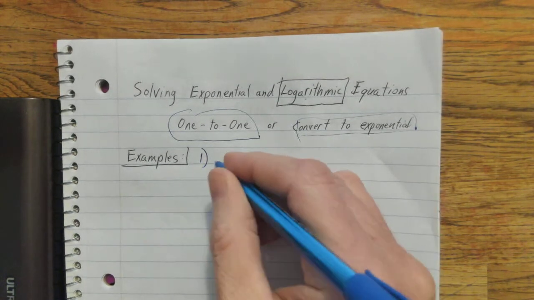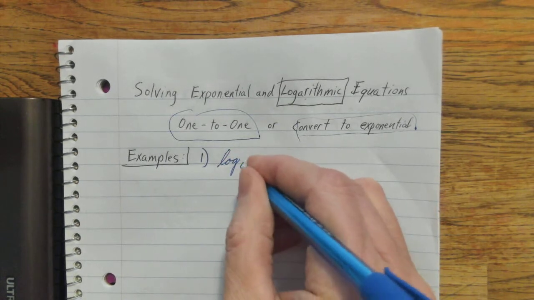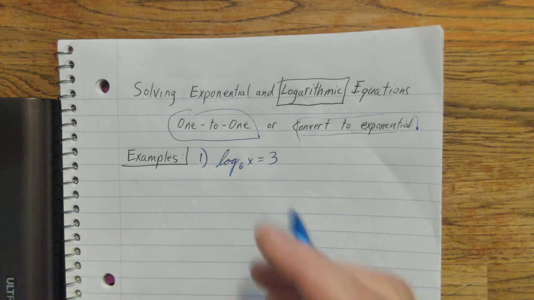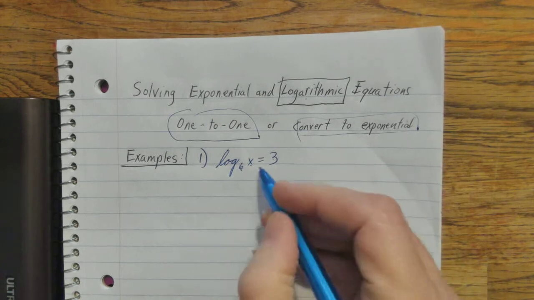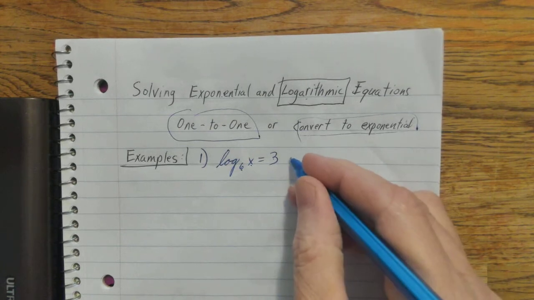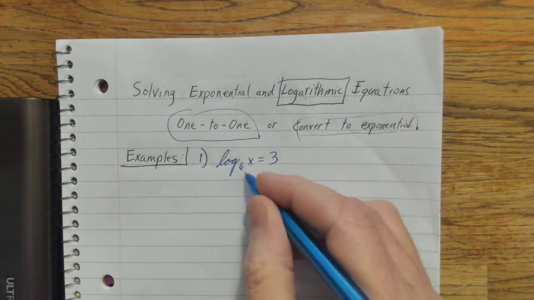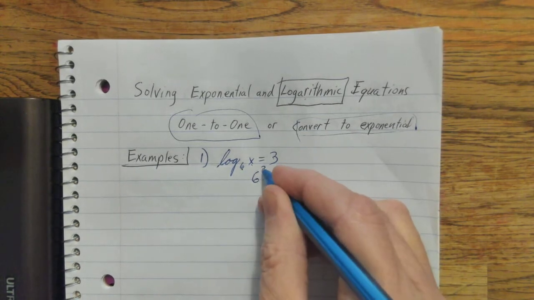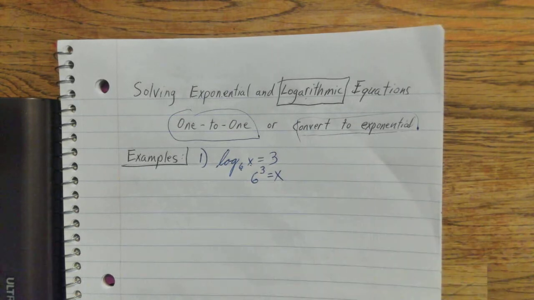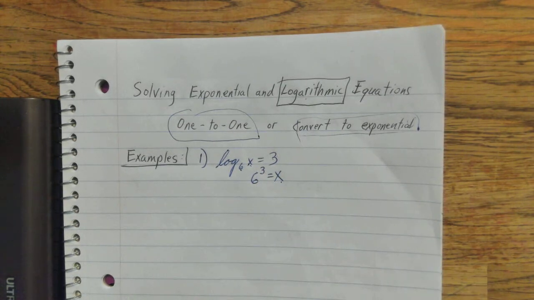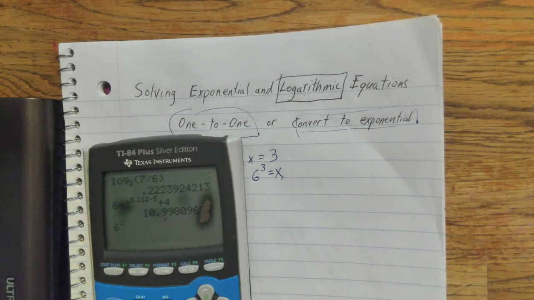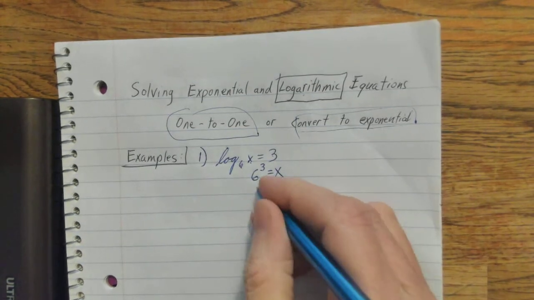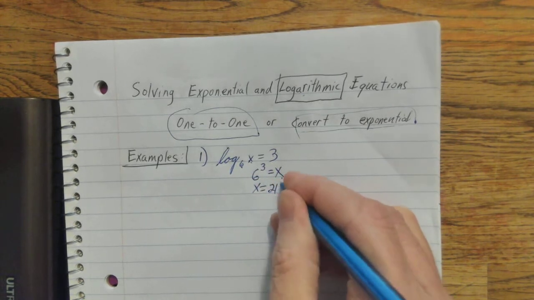My first example, let's just start pretty basic. Log base 6 of x equals 3. Log base 6 of what number would equal 3? So I think the thing to do here is convert this to an exponential. And 6 is the base, 3 is the exponent, and that would equal x when we rewrite that. And 6 to the third power is 216. So x is equal to 216.